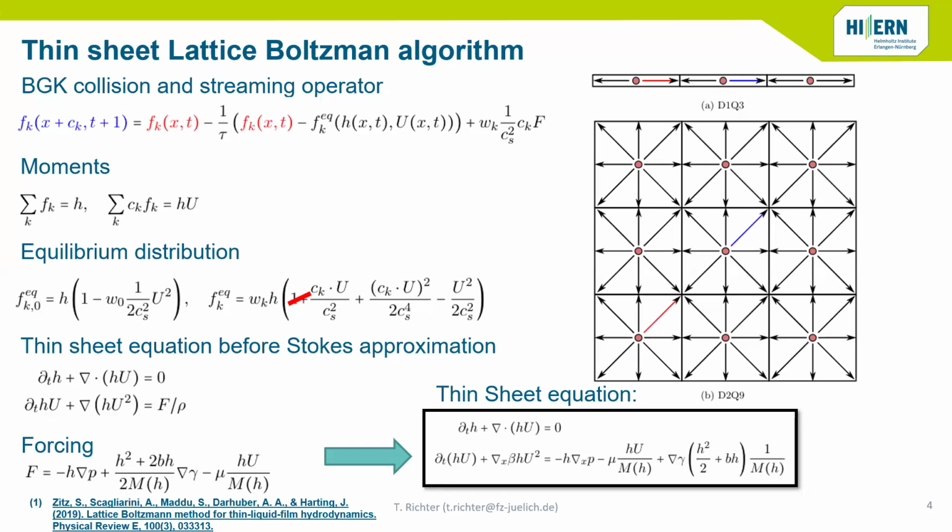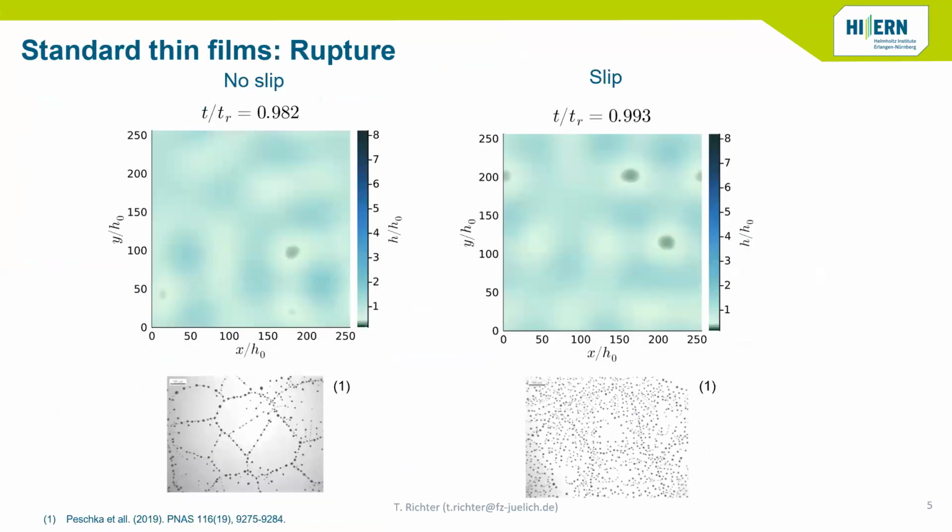We can model the evolution of the film height h, and actually a bit more. We also have information about the flux u. And that's how we can solve our lubrication problem, how we can model a liquid film or a droplet. So let me just show you a few examples.